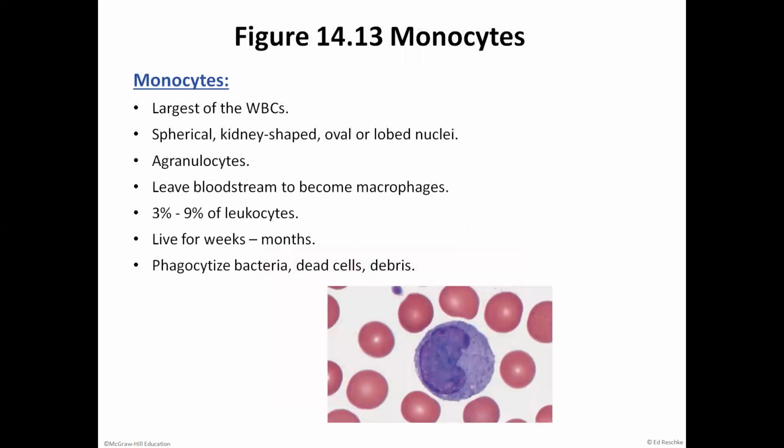And then when we see monocytes, these are our agranulocytes. They have a kidney-shaped nucleus. They're very large, and they will end up becoming macrophages once they leave the bloodstream. They can live for weeks or months. They're not quite as short-lived, and their goal is to help phagocytize the area. So they clean up bacteria, dead cells, debris, anything that's just not supposed to be there.